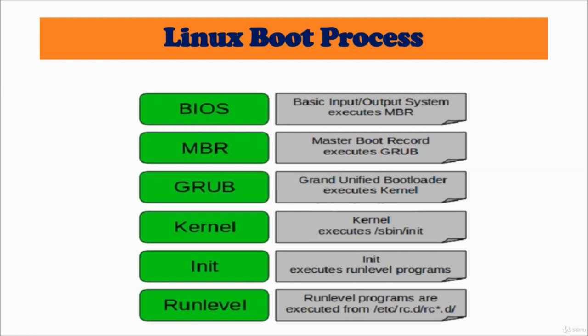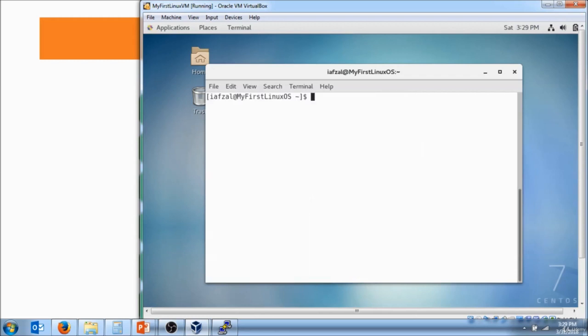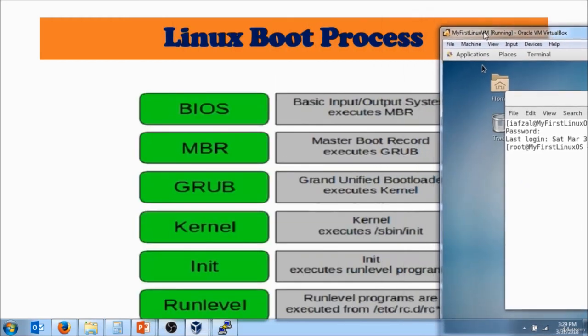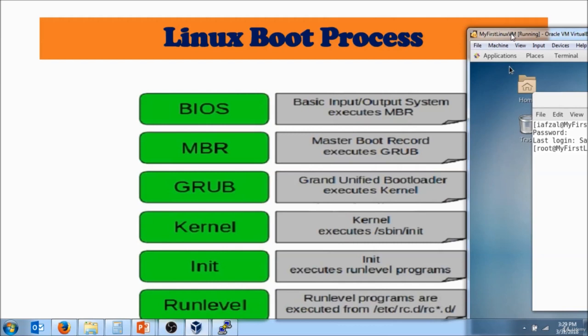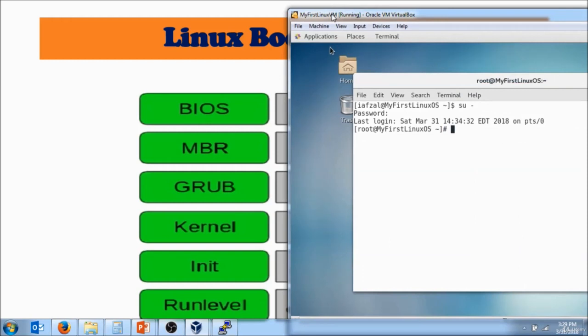We could go over a few of them in our Linux environment. Let me log into my Linux machine and clear the screen. I want to become root because some of these files can only be accessed through root. The first one is BIOS, which is located on the disk. The second one is MBR, and let's go to the kernel, which is /sbin/init.